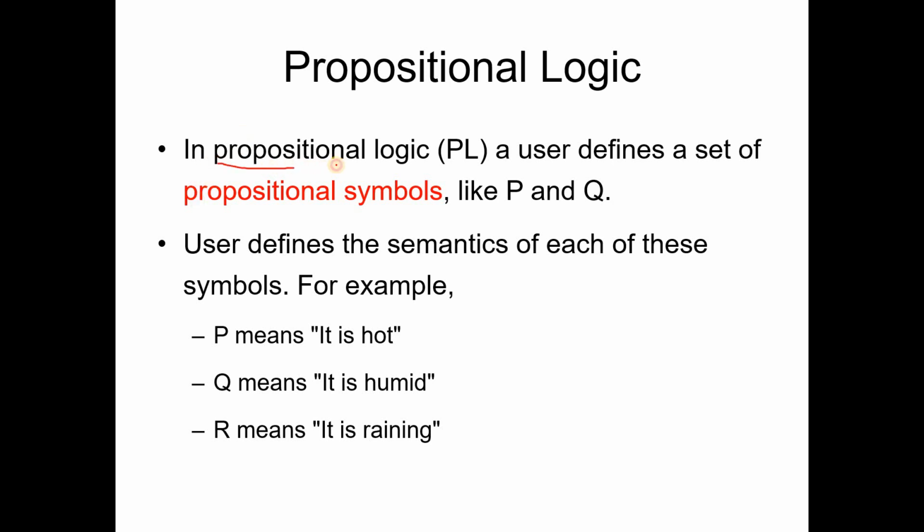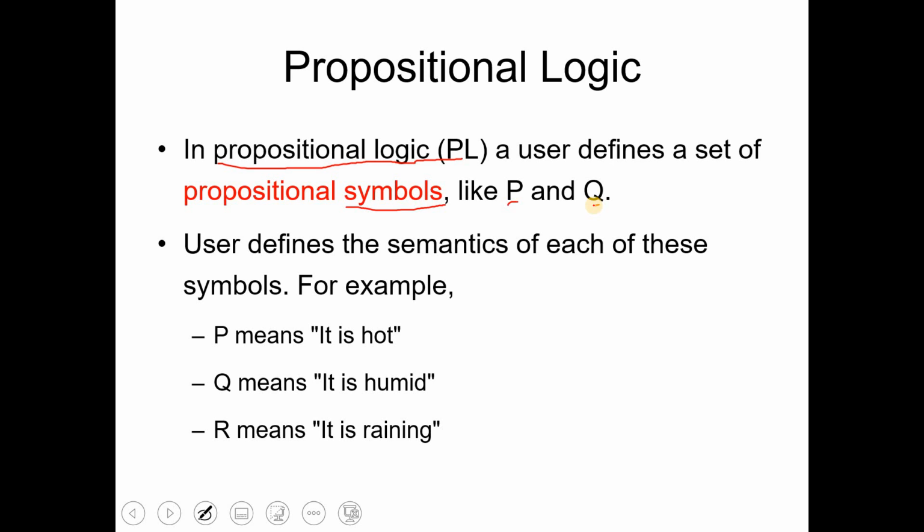In propositional logic, users will define some symbols. A symbol is like a variable in a programming language. For example, you have P or Q. You can define any variable. Normally the symbols we define are the alphabets, capital letters in English.